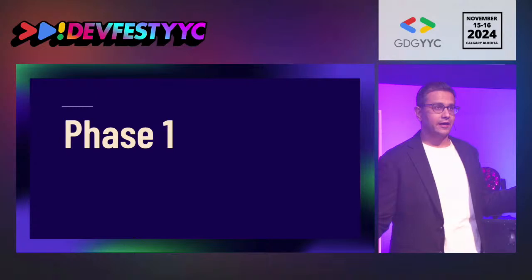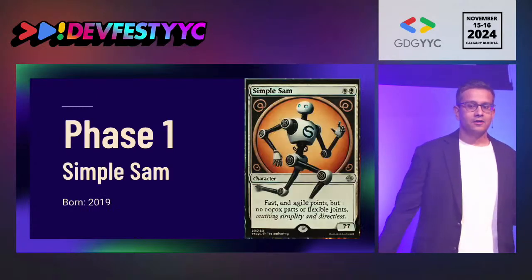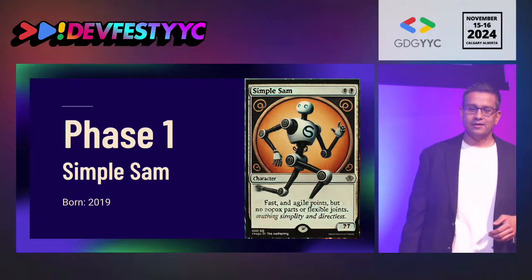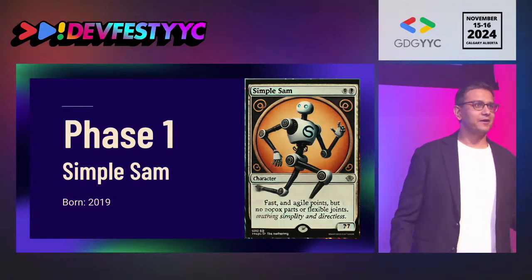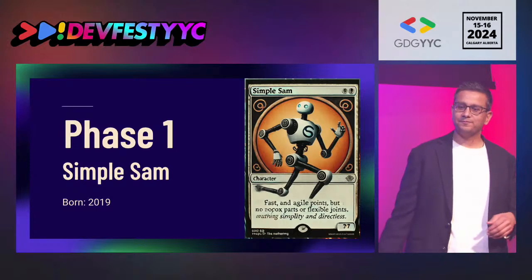So phase one, again, company is a small startup. We don't have a lot of people working on this, so I'm going to call it the simple Sam iteration, where Sam's born in 2019. He's very fast, but he's not very flexible. And we'll go through what that looks like.